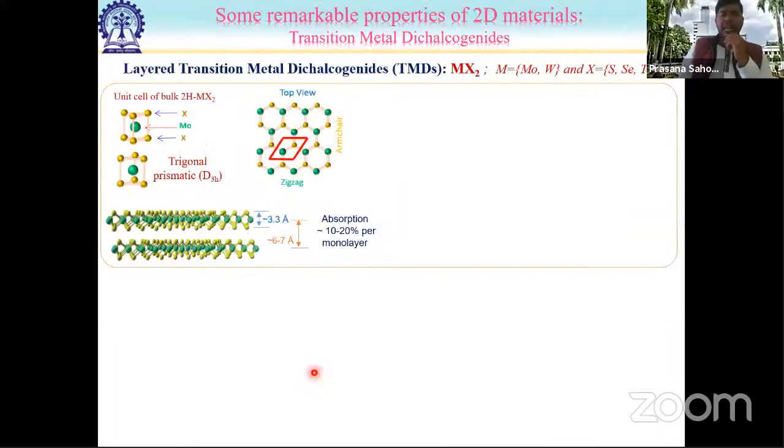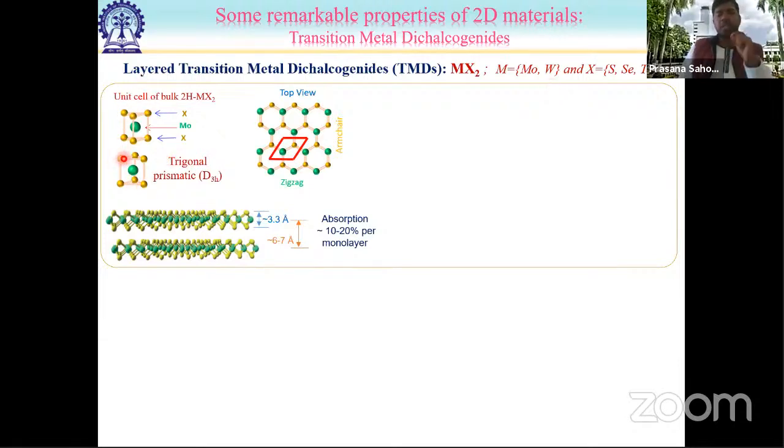To give an idea about the structure, which is very important before talking more about the heterostructures: these layered materials are transition metal dichalcogenides. They are basically in the form MX2, where M is your metal, molybdenum or tungsten, and X is selenium, sulfur, or tellurium. So the unit cell looks like that.